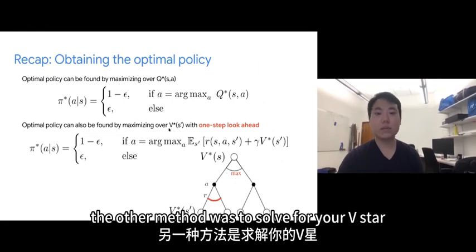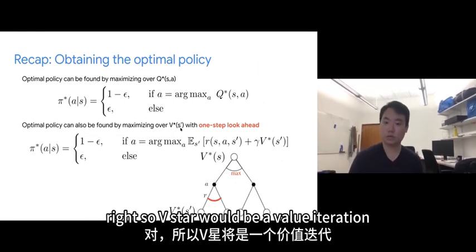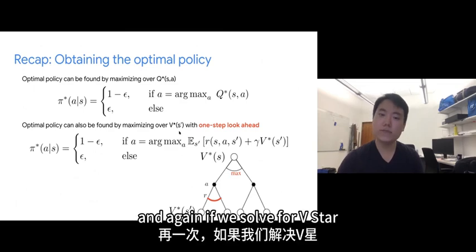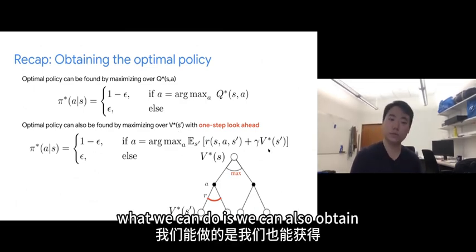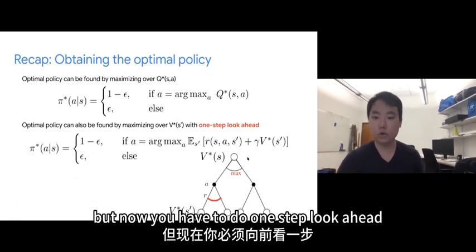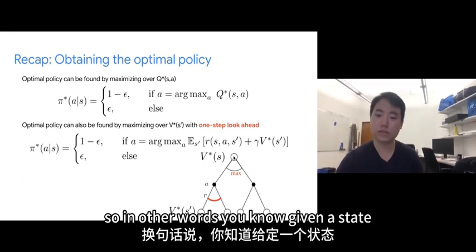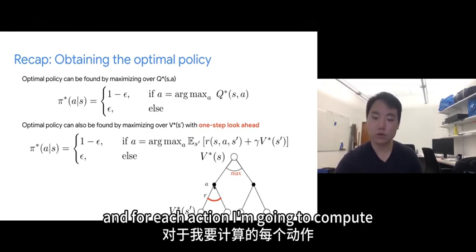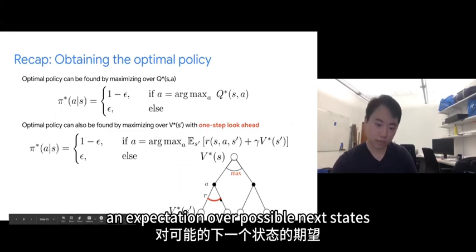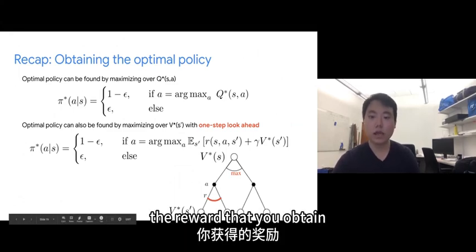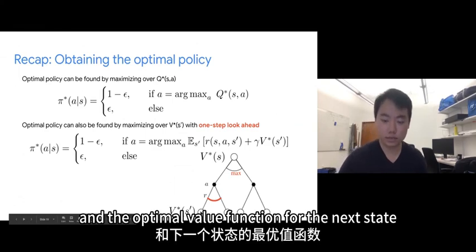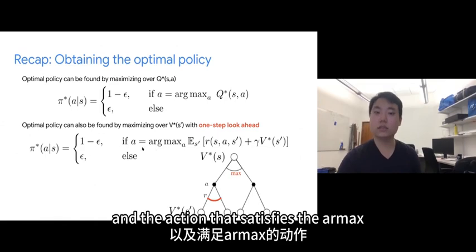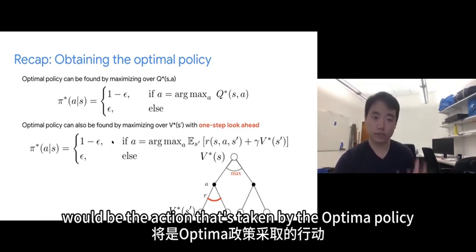And likewise, the other method was to solve for your V star, right? So V star would be a value iteration. And likewise, we can relate our Q stars and V stars. And again, if we solve for V star, we can also obtain the optimal policy, but now you have to do one step look ahead. So in other words, given a state, I'm going to take a max over possible actions. And for each action, I'm going to compute an expectation over possible next states, the reward that you obtain, and the optimal value function for the next state. So that allows us to compute the utility of each action, and the action that satisfies the argmax would be the action that's taken by the optimal policy.